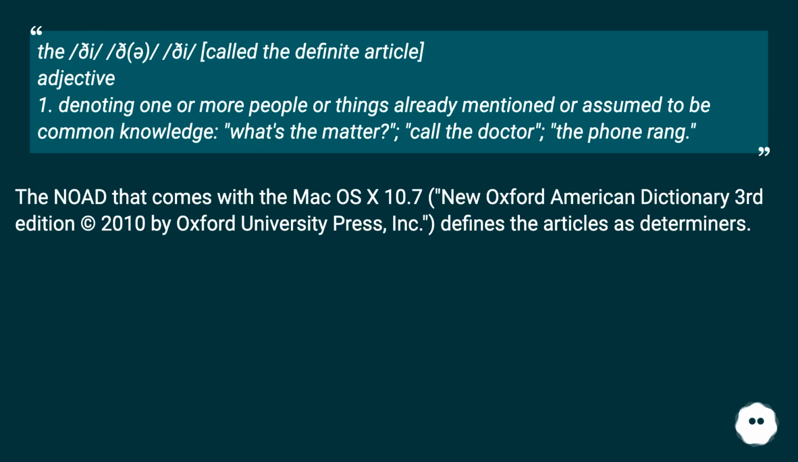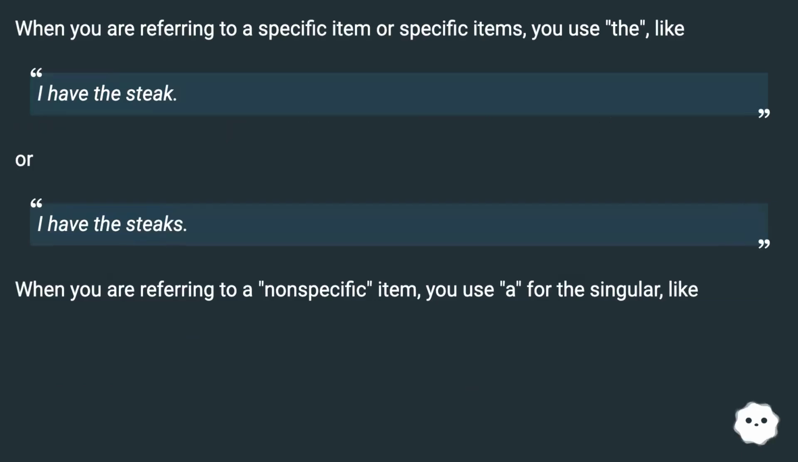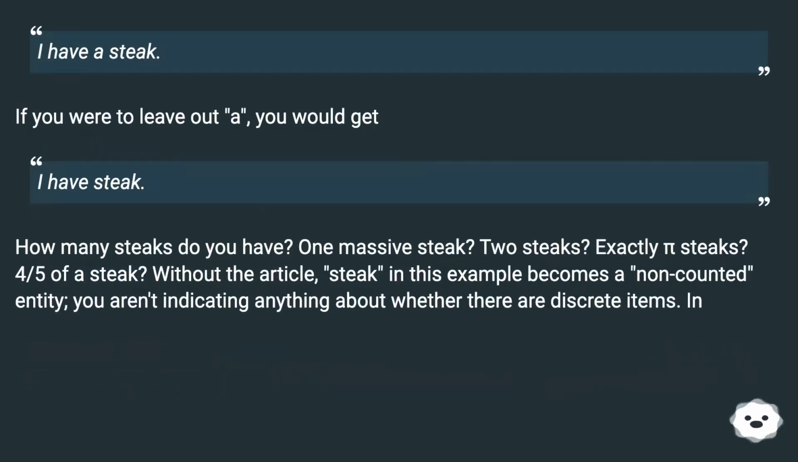The New Oxford American Dictionary, 3rd edition, copyright 2010 by Oxford University Press Inc., that comes with Mac OS X 10.7, defines the articles as determiners. When you are referring to a specific item or specific items, you use "the," like I have the steak, or I have the steaks. When you are referring to a non-specific item, you use "a" for the singular, like I have a steak. If you were to leave out "a," you would get I have steak.